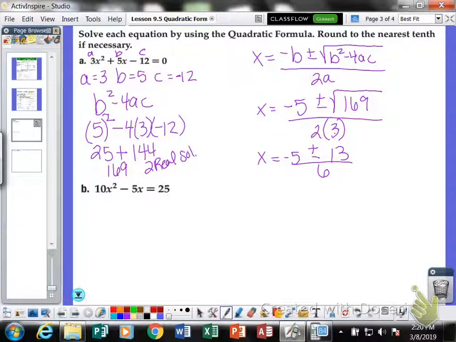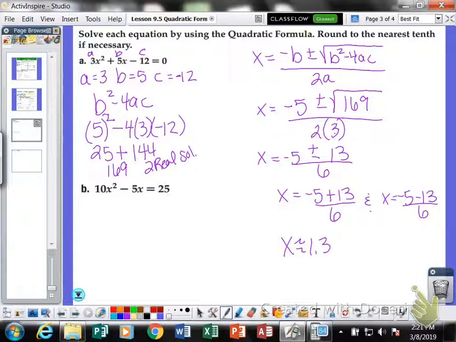I'm running out of room here. So then I get x equals negative 5 plus 13 divided by 6, and x equals negative 5 minus 13 divided by 6. So then I get negative 5 plus 13 is 8. 8 divided by 6, I get 1.3 repeating. Round to the nearest tenth. x is approximately 1.3 because we rounded, we say approximate.